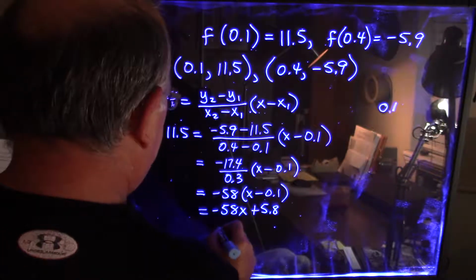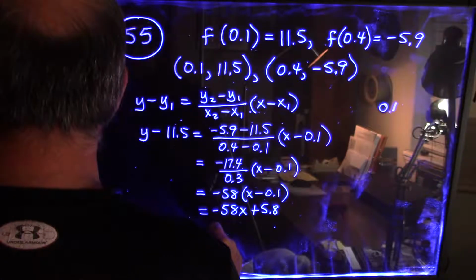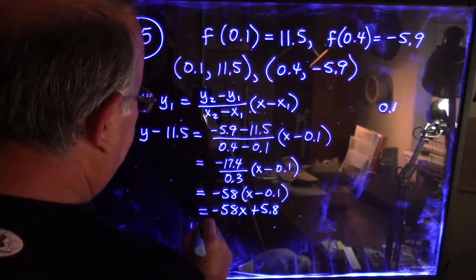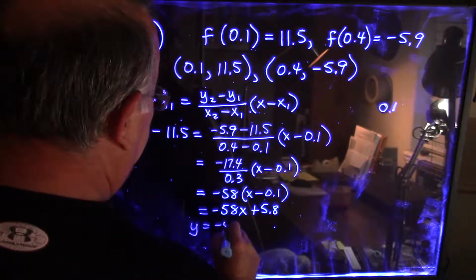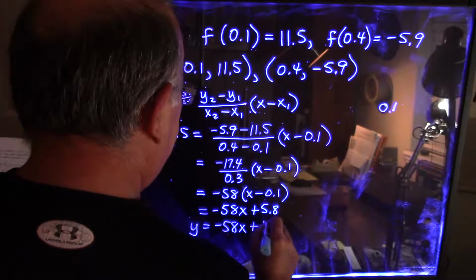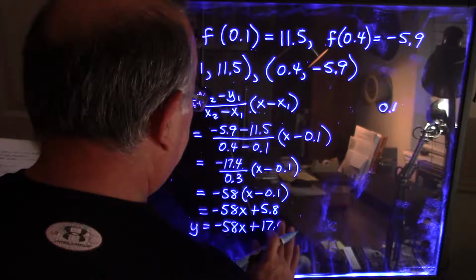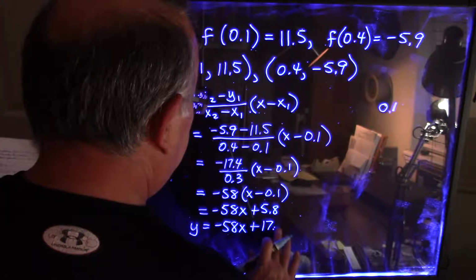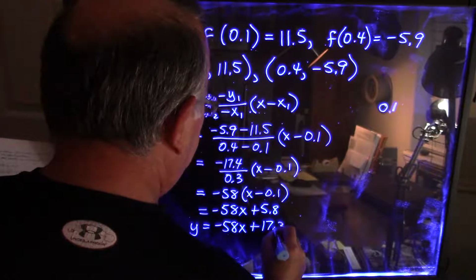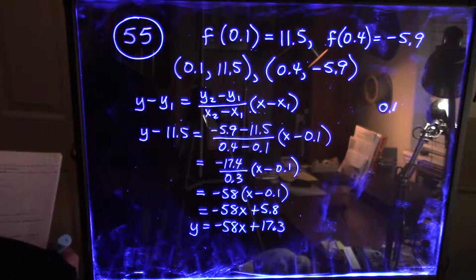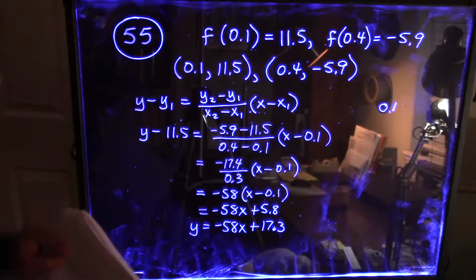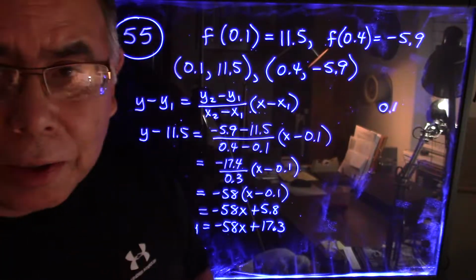And you can add 11.5 to both sides, all right? So you get y equals negative 58x plus 17.3. Oops. There we go, 17.3. All right. Call that f of x because the statement of the problem calls it f. And there you go.